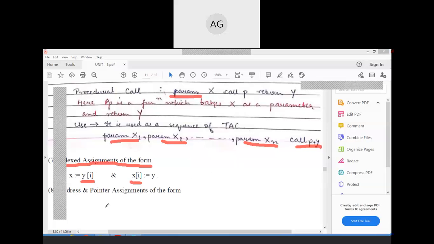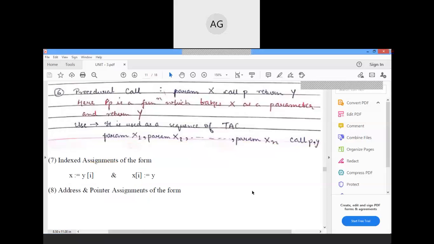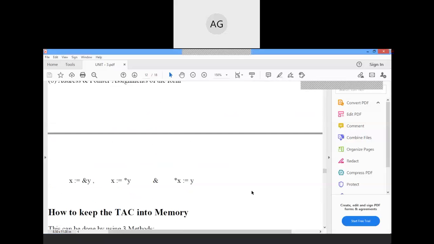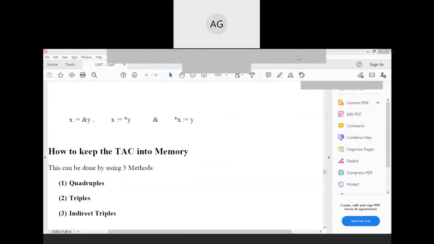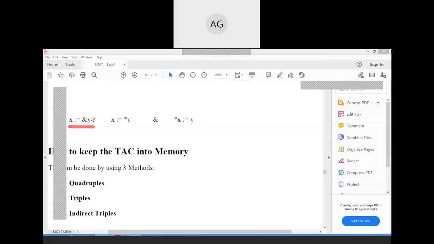The last statements are of the form address and pointer assignments. Address and pointer assignments look like this: x equal to address of y for the address assignment, and for the pointer assignments, x equal to pointer y and pointer x equal to y. So these statements are also dealt with in three address code.